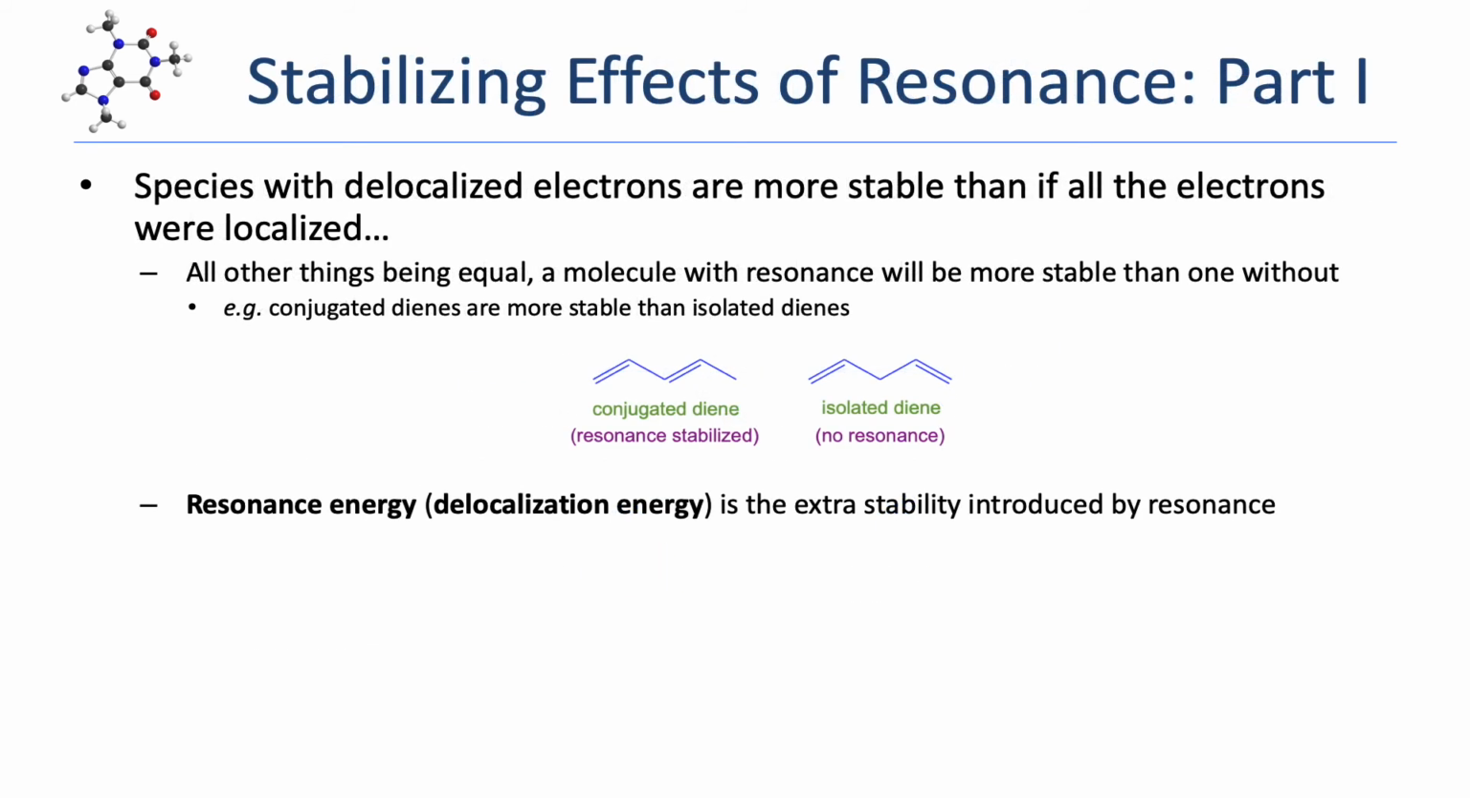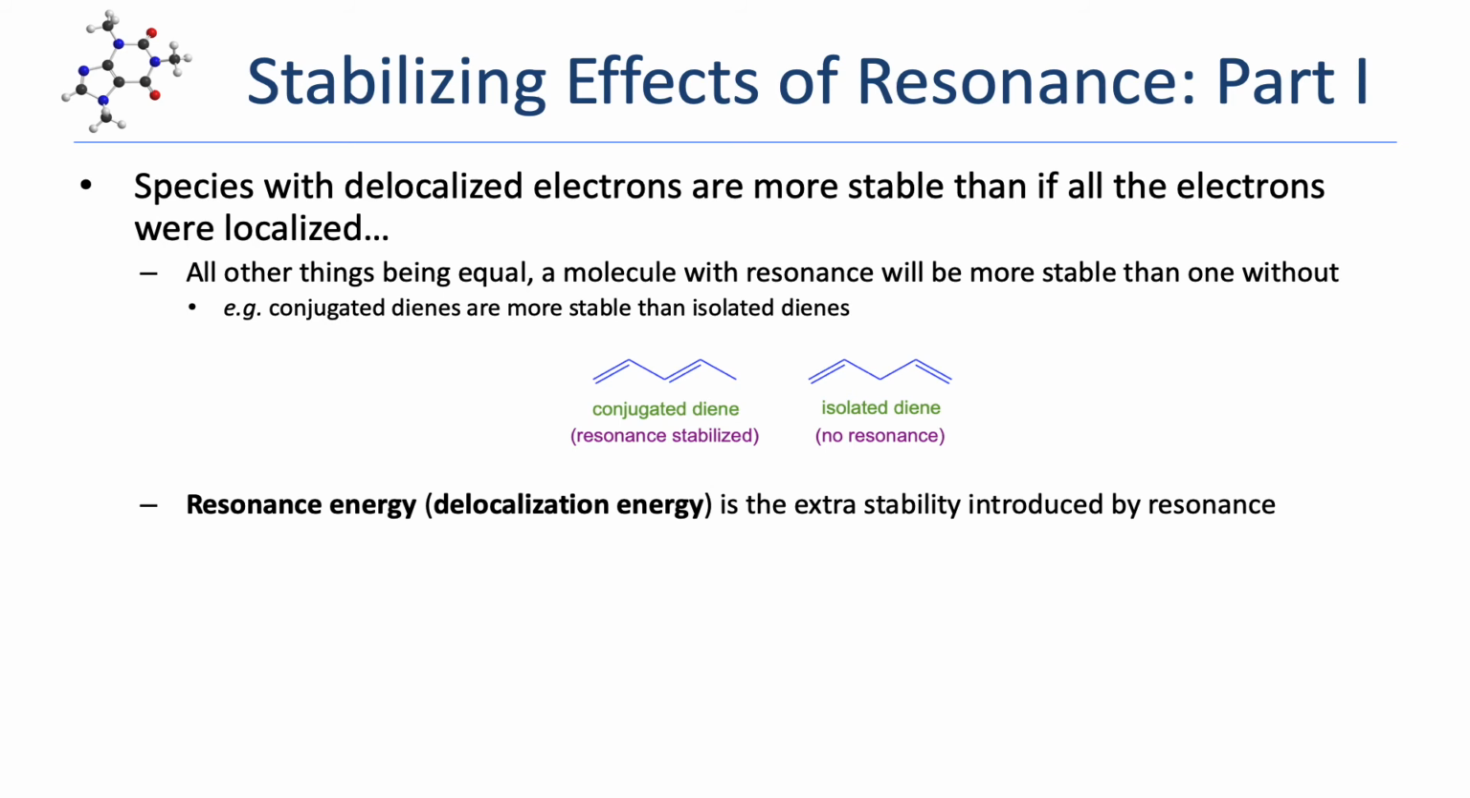Probably the most important aspect of resonance is its ability to introduce additional stability. Resonance generally has a stabilizing effect, and all other things being equal, a molecule with resonance will be more stable than one without. So here we have two dienes.